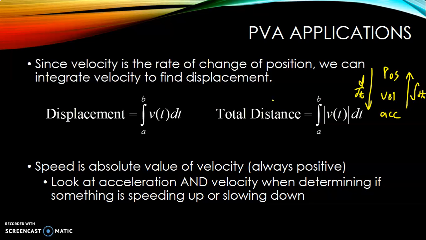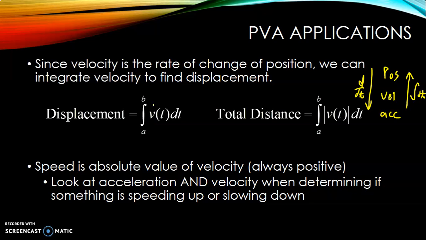Now, displacement and distance both have to do with position, but the way we're going to find them in this video is going to be with reference to the velocity function. So if we have a velocity function and we want to find either displacement or total distance, we're going to integrate to go from velocity up a level to position.